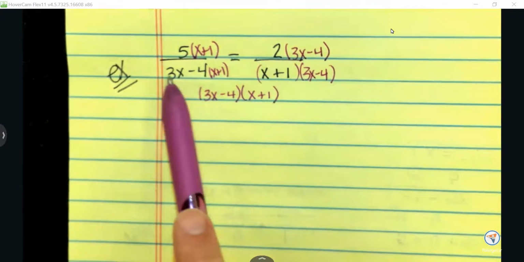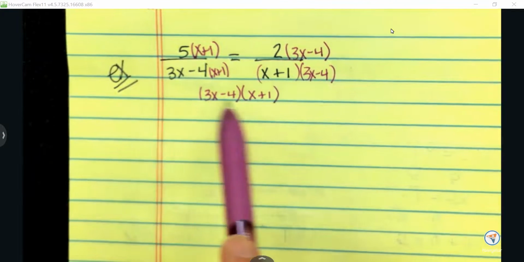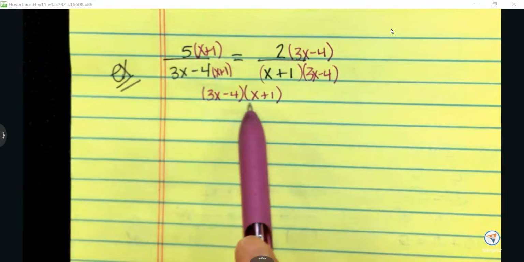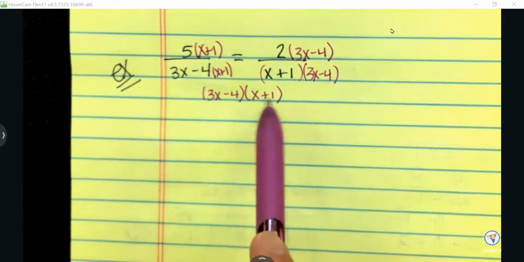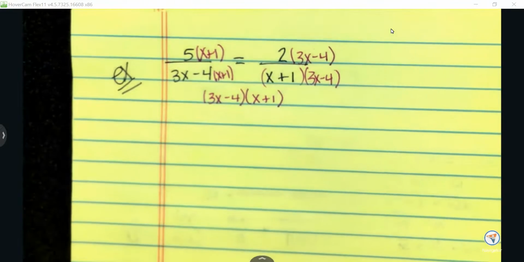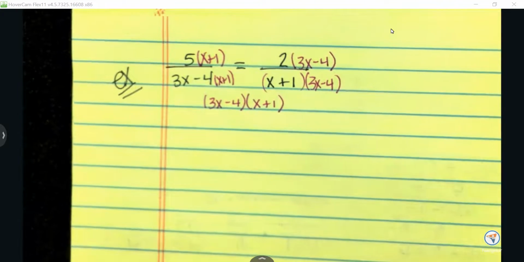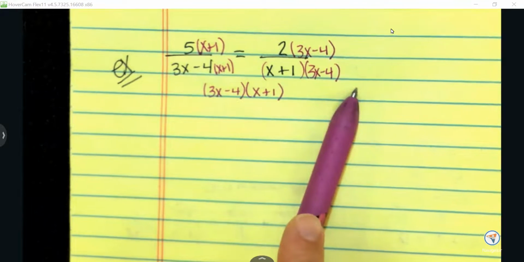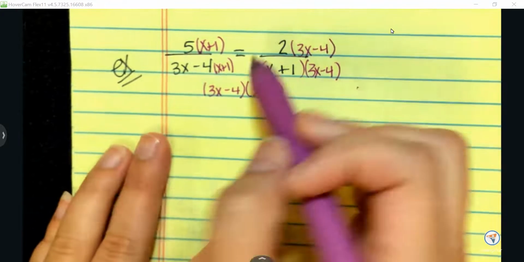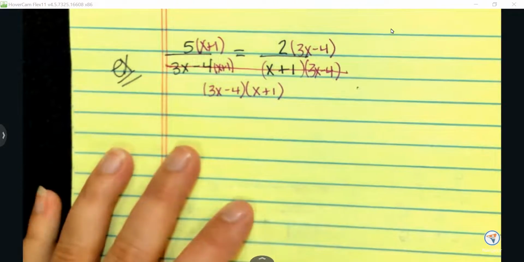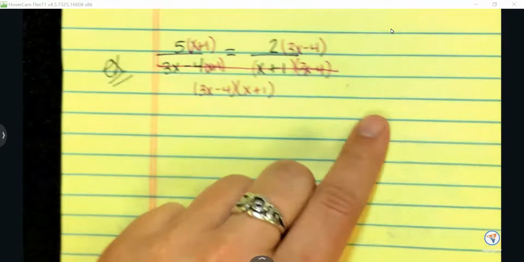Does anybody have a question? Be brave and ask, because I promise somebody else has that question. Do you know where I got these from? When they look so completely different, we just bring them together. Now, do my denominators say the exact same thing? Yes, so I can cross them out. So what do I have left?